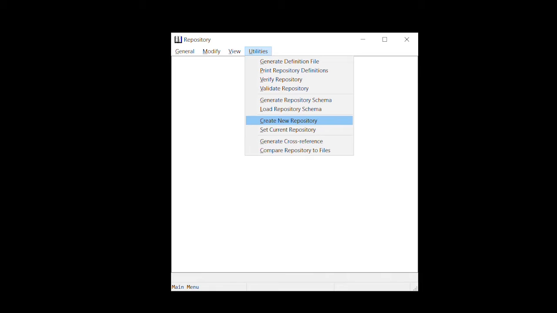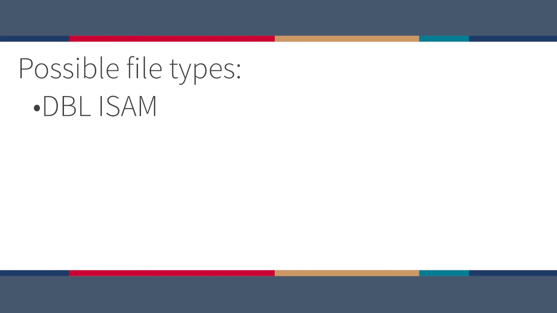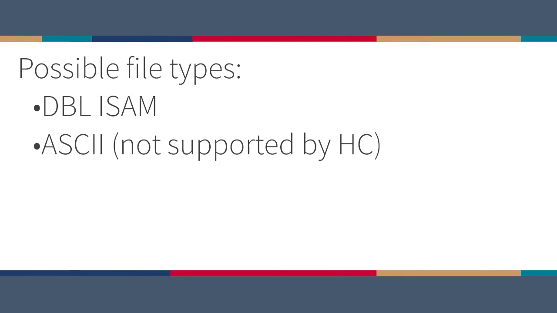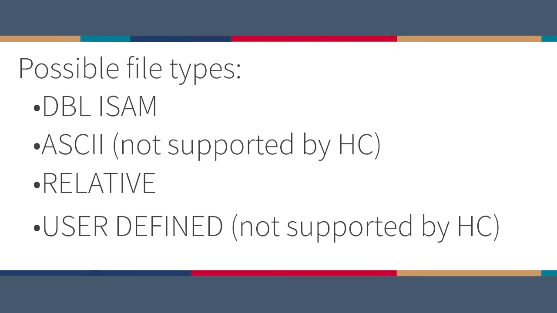Now that the main and text files are all set, you can start adding data structures. For the purpose of this demo, we'll be working with just one data structure assigned to a DBL ISOM file type, but repository allows you to choose from a variety of types in addition to DBL ISOM: ASCII, relative, and user-defined. When working with Harmony Core, keep in mind that file types are limited to DBL ISOM and relative.